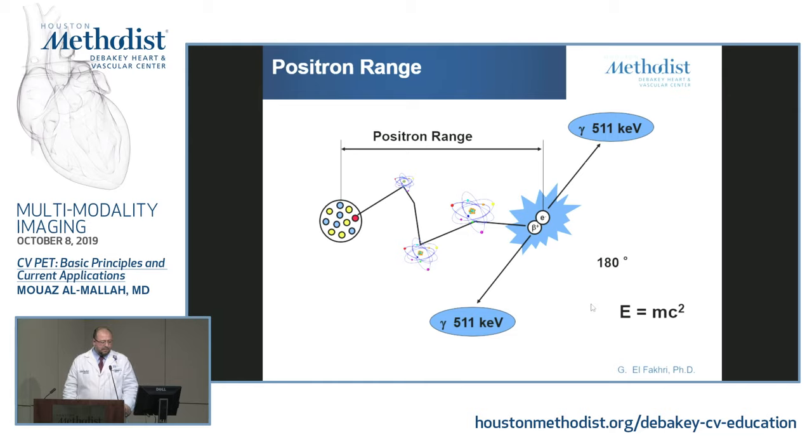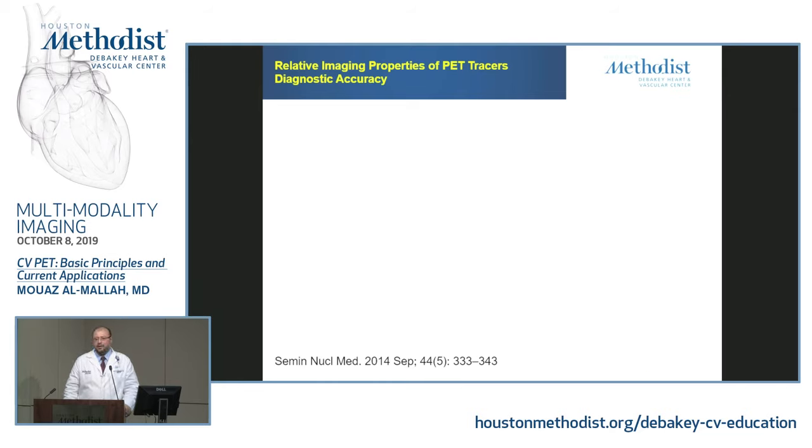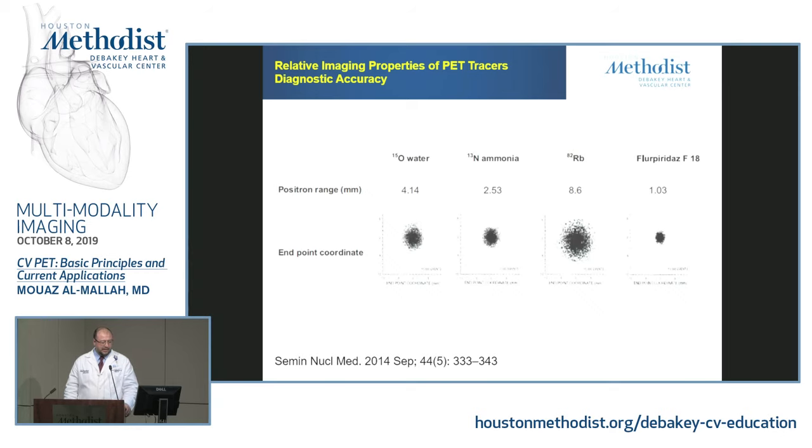And this is what we call a positron range. So they've done some phantom studies and tried to understand how much of a problem this is. So you go ahead, bring a tube, put some radioactive material in it, and image it. And these are the positron ranges of different agents. So for O15 water, you can see it has a positron range of 4 millimeters. So technically, it moved 4 millimeters before it annihilated. Ammonia was better, 2.53. Rubidium was 8.6, so it's much more. And then flurpiridaz, or F18, is 1.03. So F18 would be the best in terms of that.